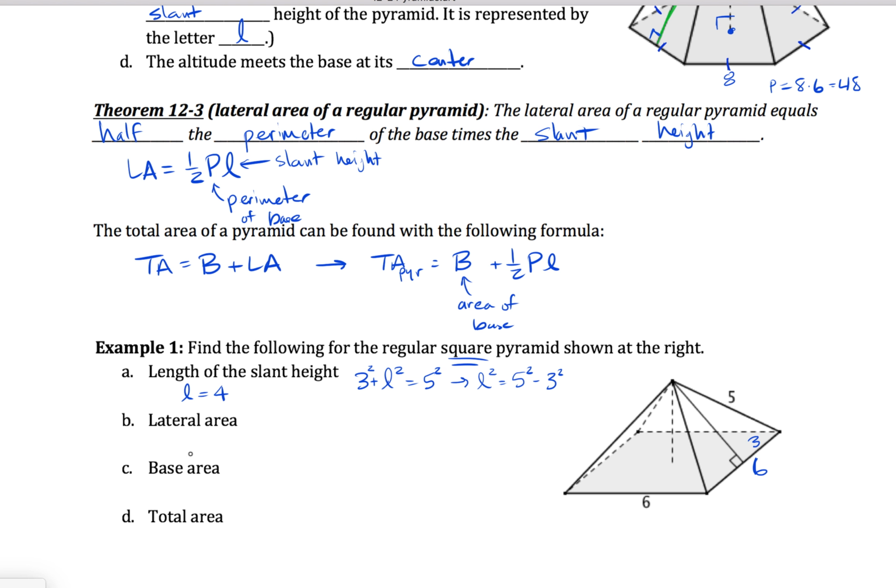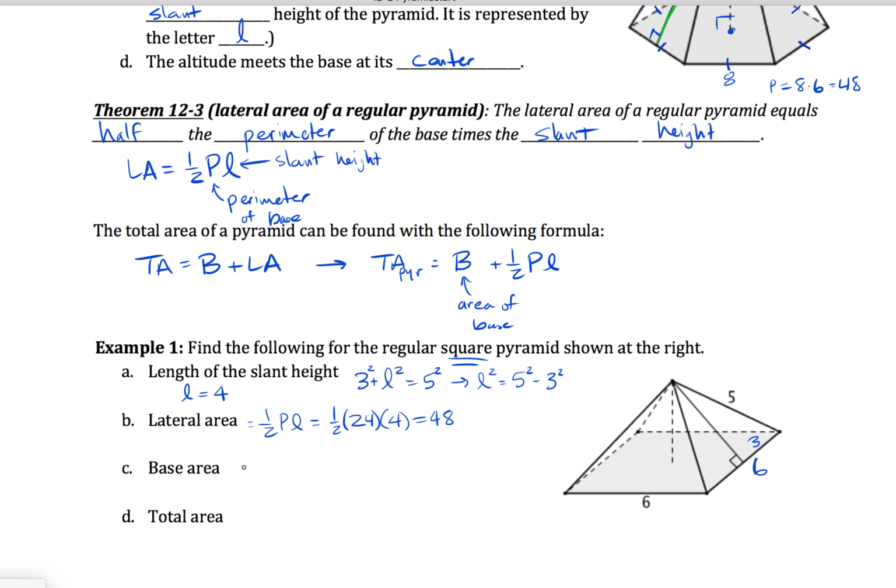So what's the lateral area? Well, we know that the lateral area will be 1/2 the perimeter times the slant height. What's the perimeter? Well, the base has 4 sides that are all 6 units. So the perimeter would be 4 times 6, or 24. So we're looking at 1/2 of 24 times 4. Half of 24 is 12, and 12 times 4 is going to give us 48.